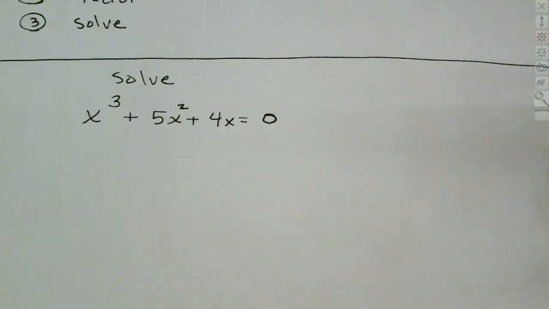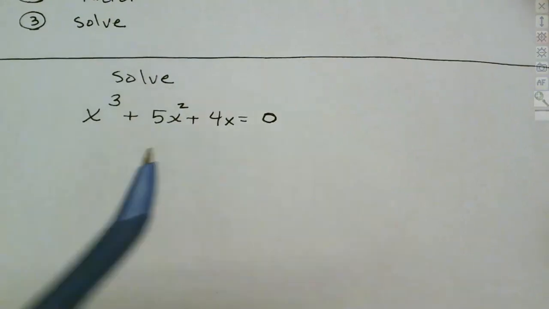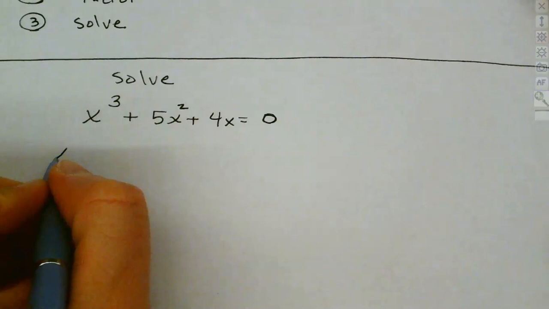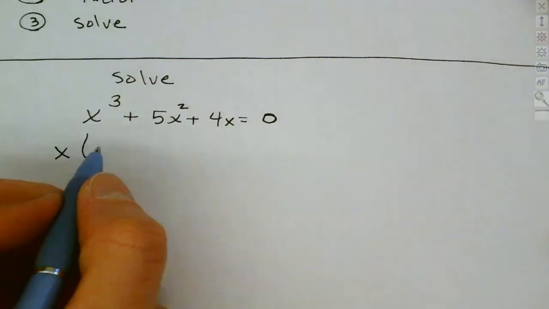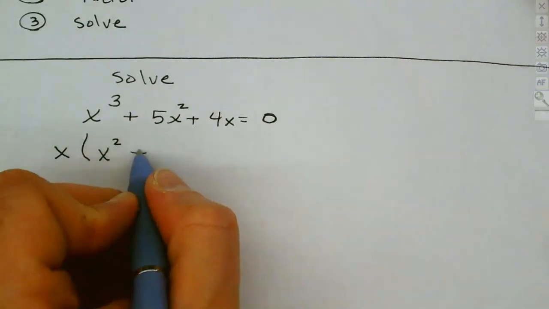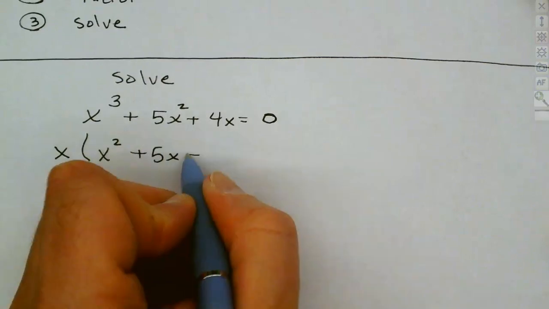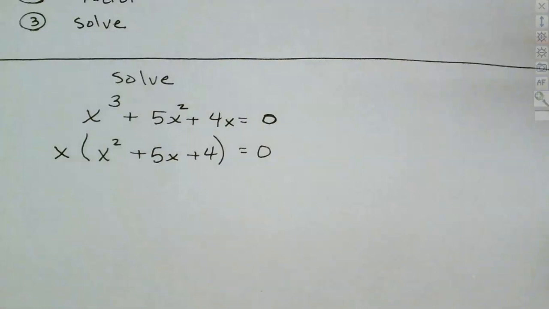different solutions. So the first thing I would do is try to take out what I have in common. When I look at all of these, what's my greatest common factor here? These all have an x in common, so that's going to come out in front. And if I take that x out, what's left over? We've got x squared plus 5x plus 4.